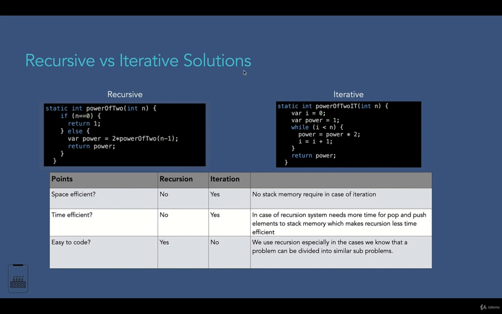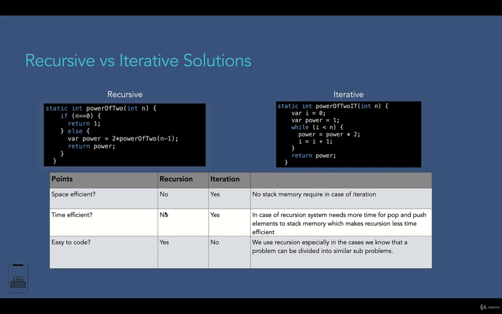Now in terms of time efficiency, we have problems with recursion as well, because in this case the system needs more time to push and pop elements on the stack memory, which makes recursion less time efficient. But in iteration, we don't have such problems, so in terms of time efficiency, iteration is better than recursion.